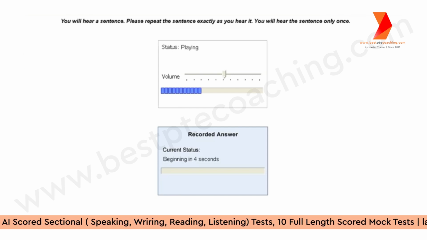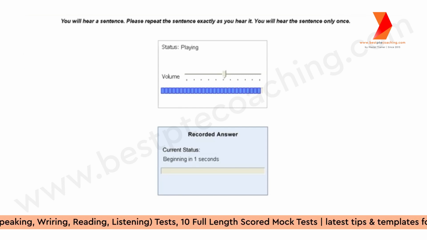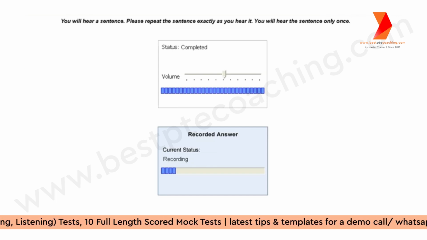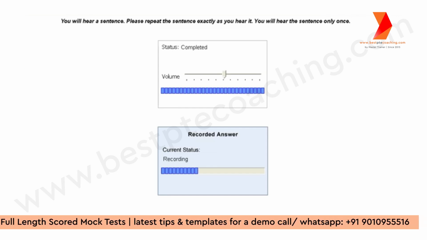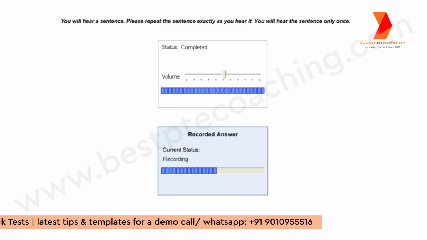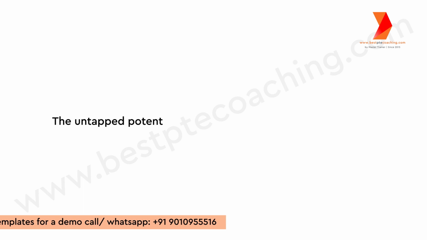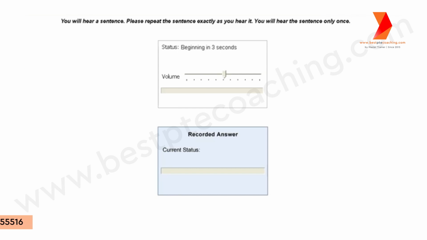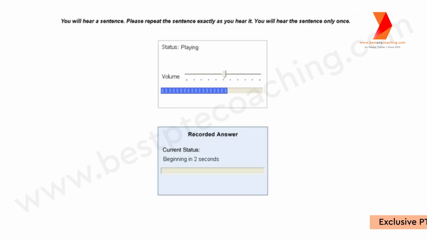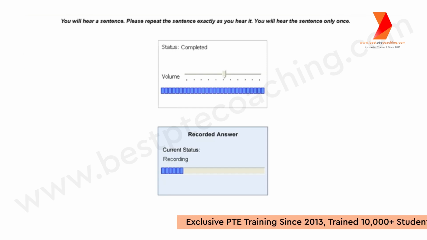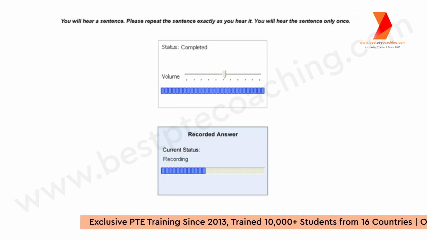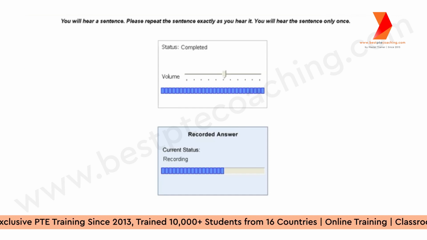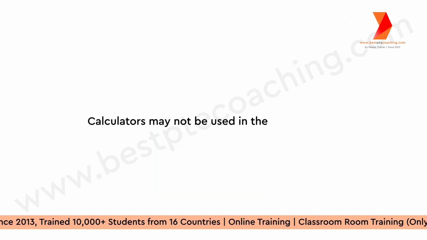The untapped potential of using the sun's rays is phenomenal. Calculators may not be used in the examination.